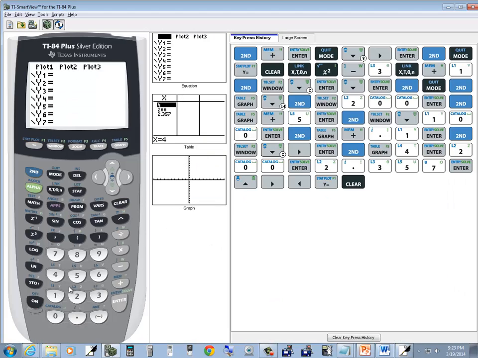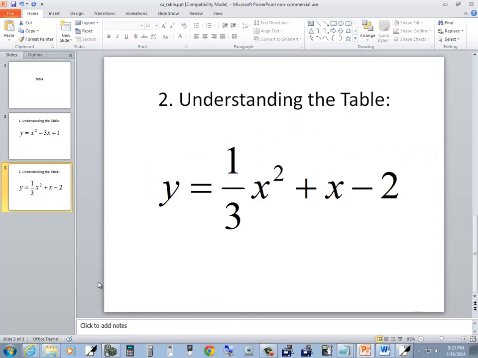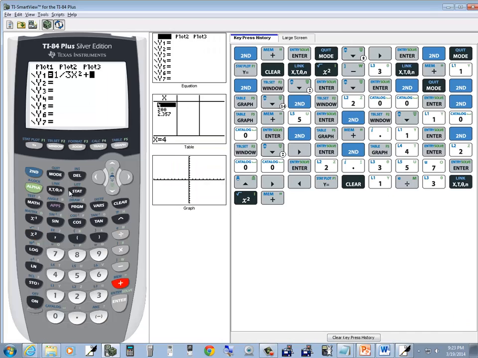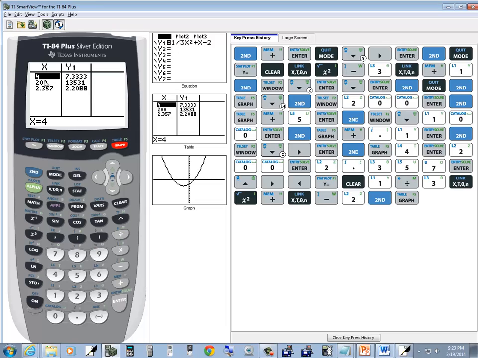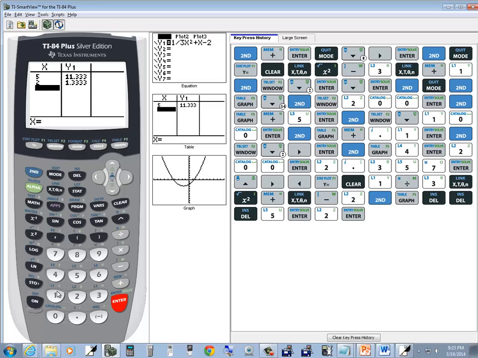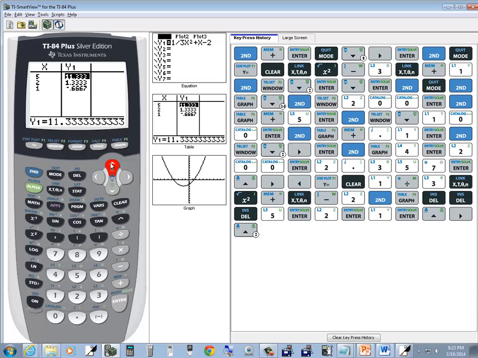I'll do a clear, 1 divided by 3, x squared, so x key and x squared, plus x minus 2. Now if I go to my table, I do second graph. I could set it back so it wasn't asking anymore. But let's say I want to enter in some new values. To get rid of these old ones, you just press delete, and it'll delete that value and scroll them up. Now if I put in 5, enter, 2, enter, 1, enter, then you see we get decimals over here, which might be okay, depending upon what we're looking for.